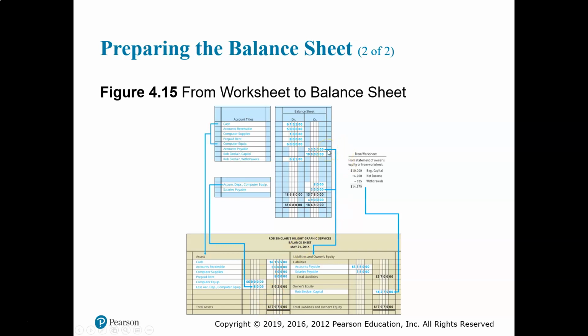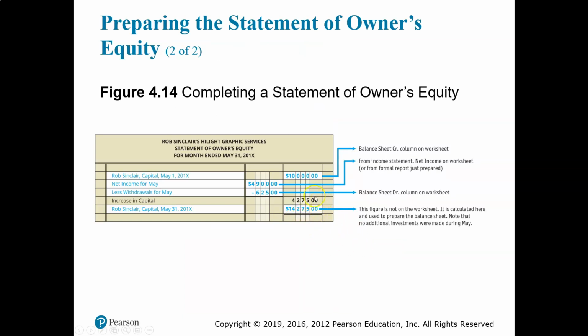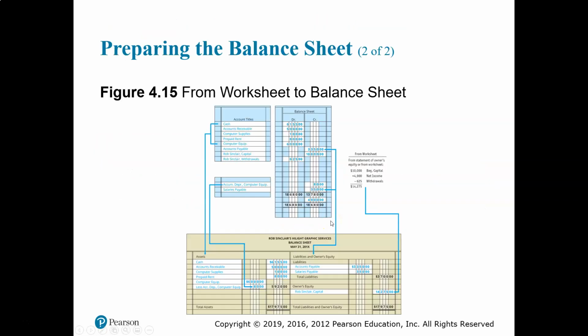You also grab your liabilities. So you've got your liabilities and owner's equity section, your liabilities, which is just accounts payable and salary payable, and your total liabilities and your subtotal with a dollar sign. Then you have your owner's equity section with Rob Sinclair Capital, which comes from your owner's equity statement that we prepared on the previous slide. So the 14,275 comes from right there, 14,275 from this owner's equity statement. Okay, which they have reworked up here as well.